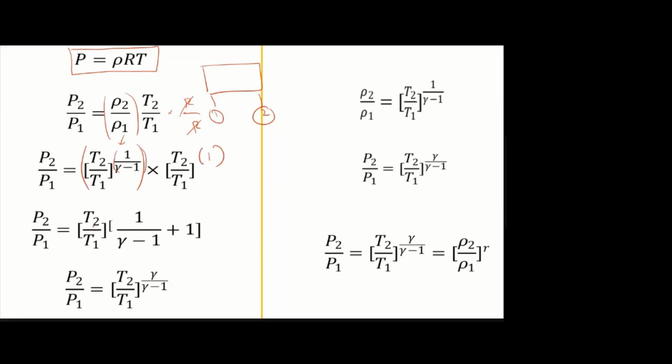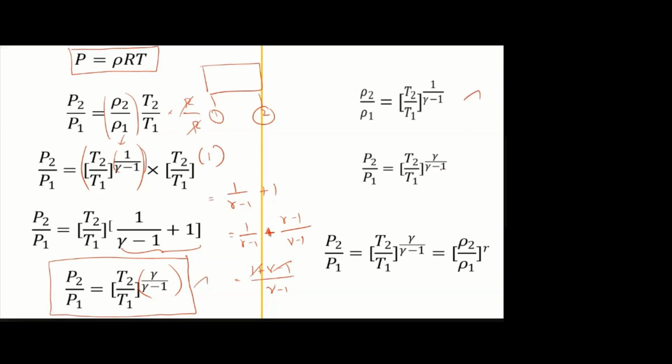Then we can rearrange: T2 by T1 is equal to the whole power 1 divided by gamma minus 1 plus 1. We can simplify this term. If you cross multiply, the bottom is the same, you can take the common term, and above it will be 1 plus gamma minus 1. The 1 gets cancelled, remaining gamma divided by gamma minus 1. So this is the second term: P2 by P1 is equal to T2 by T1 power gamma divided by gamma minus 1. That's it, two terms we found.